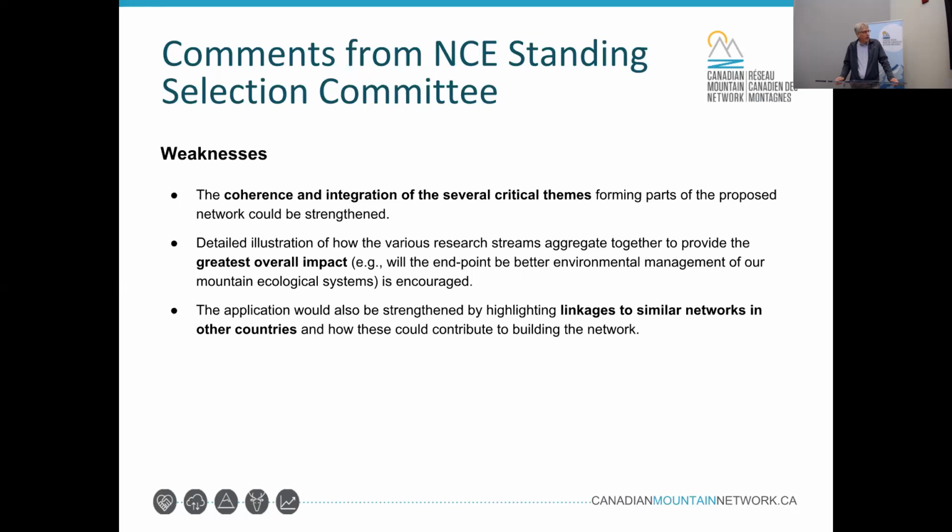We also were encouraged to develop stronger connections with similar networks in other countries and to identify ways that they could contribute to building the network, and reciprocally how we could contribute to activities in mountain regions in other parts of the world. And so we've started to develop that. Space limitations in the LOI certainly didn't do justice to some of those conversations that are taking place.